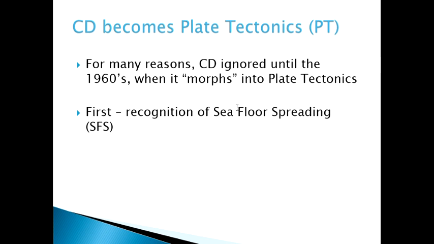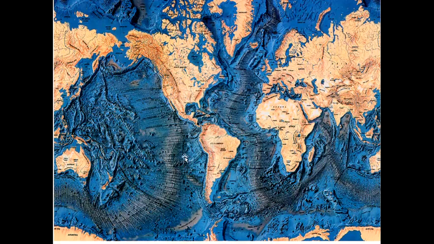Well, continental drift eventually becomes what we today call plate tectonics, but we're going to make a first stop along the way to something called seafloor spreading, or SFS. Now, here's a map of the world today with the oceans drained away, and you see all kinds of unique features at the bottom of the ocean that we really never see.